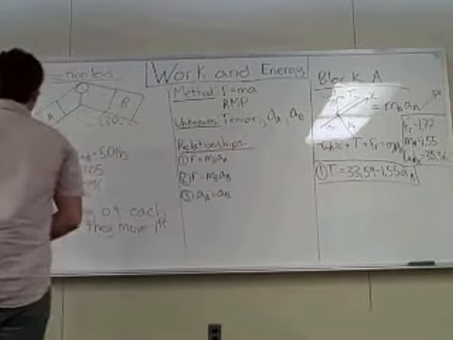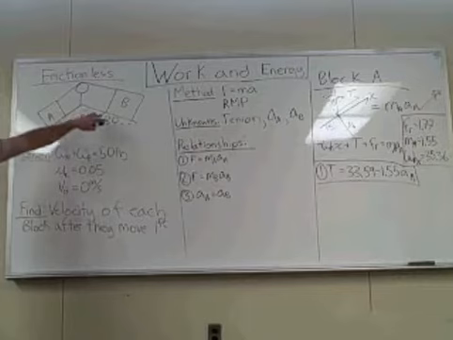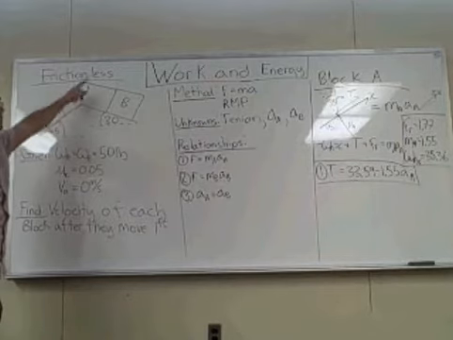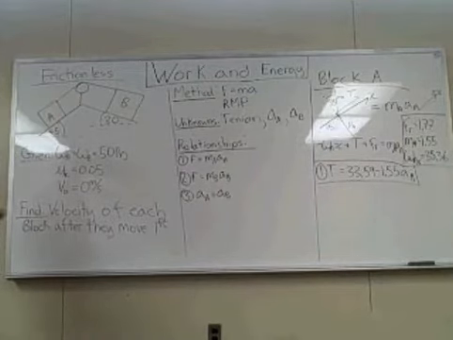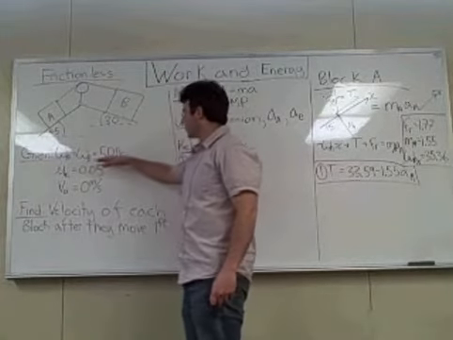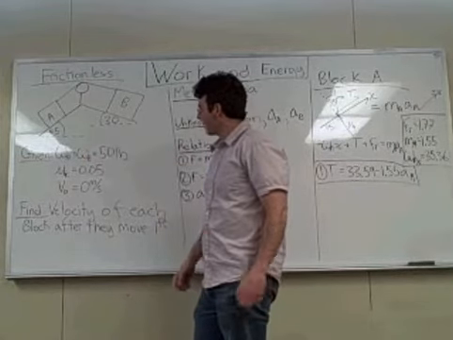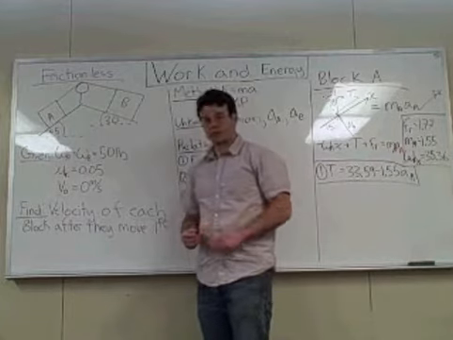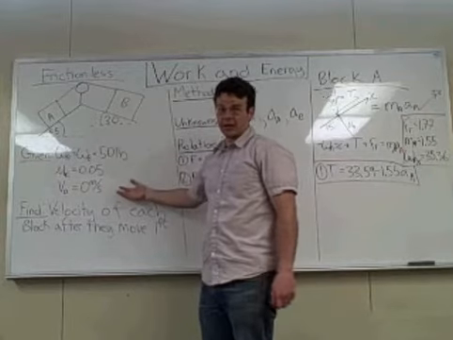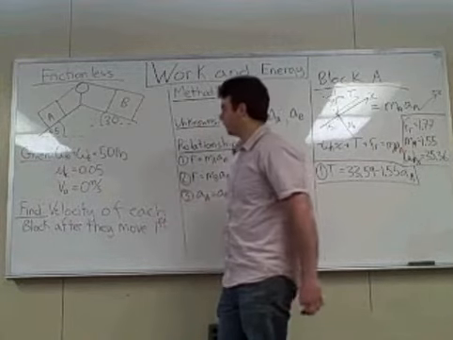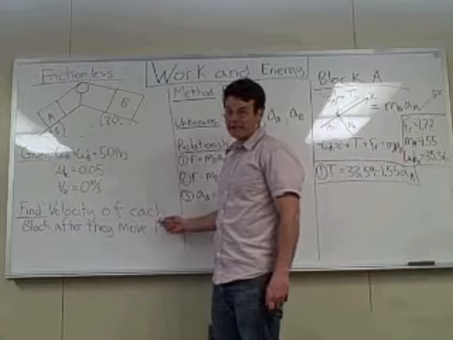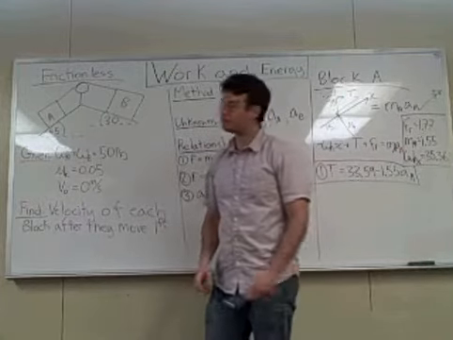And so our problem is given, we have 2 blocks on an inclined plane, and they're attached by a string going over a pulley, frictionless and massless. We're given the weight of block A equals the weight of block B equals 50 pounds. And the coefficient of kinetic friction is 0.05, and the blocks are initially at rest. So once we let them go, they're going to start moving. And we're trying to find the velocity of each block after they move 1 foot.